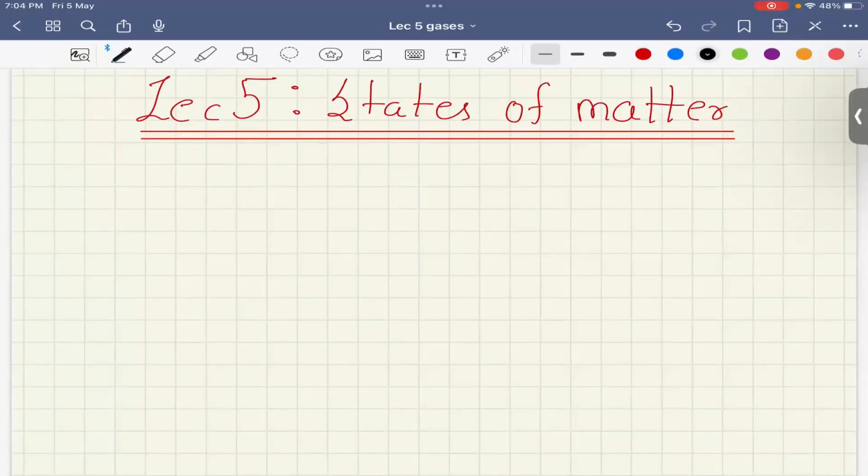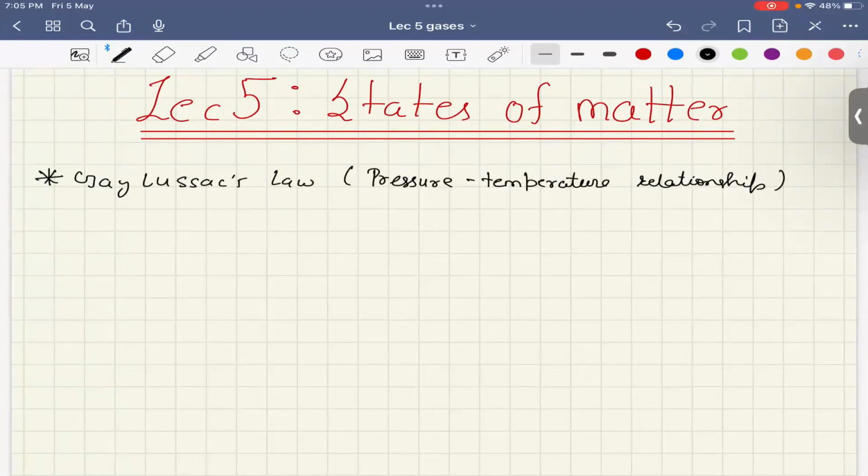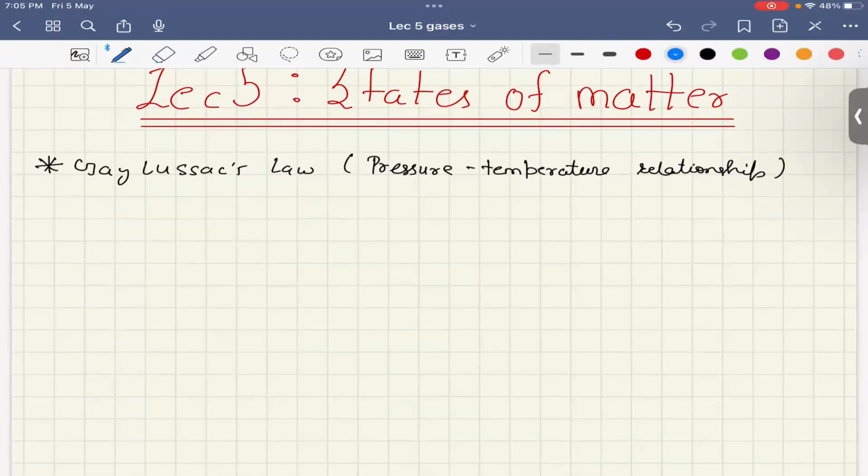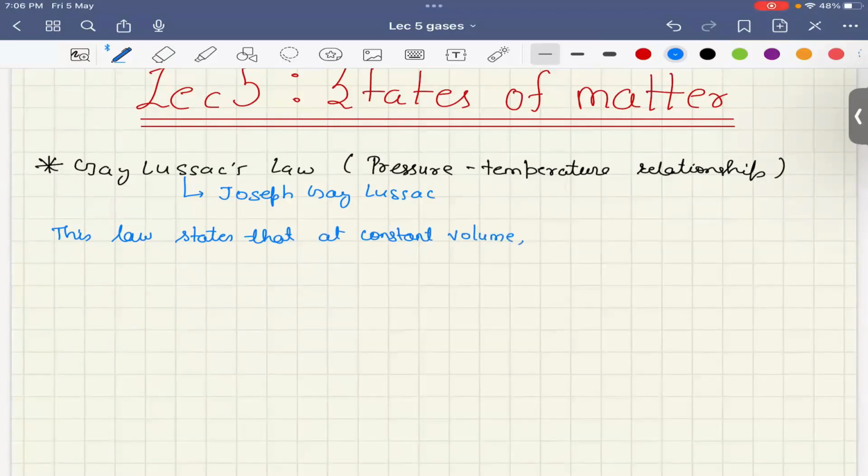The first topic which we are going to study is Gay-Lussac's law, which is also the pressure-temperature relationship. The relationship between pressure and temperature was given by Joseph Gay-Lussac and is known as Gay-Lussac's law. It states that at constant volume, pressure of a fixed amount of gas varies directly with temperature.